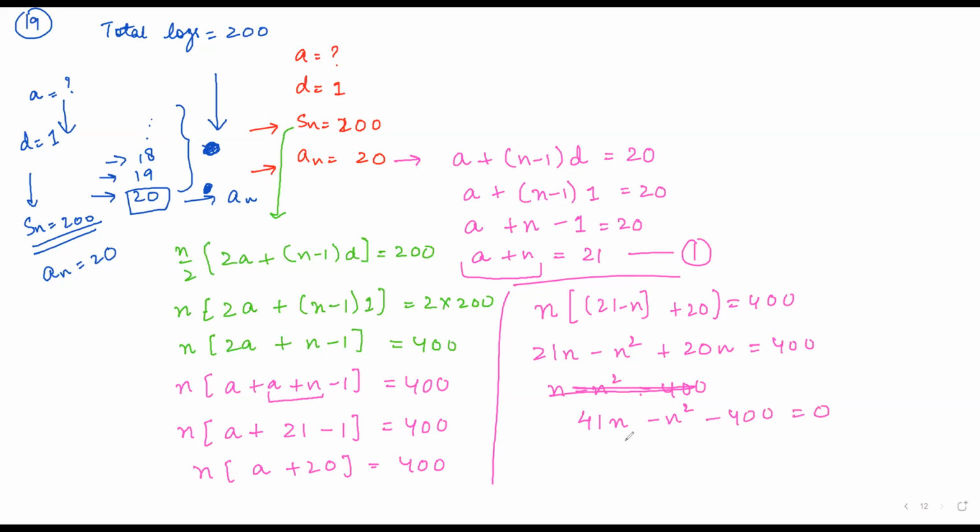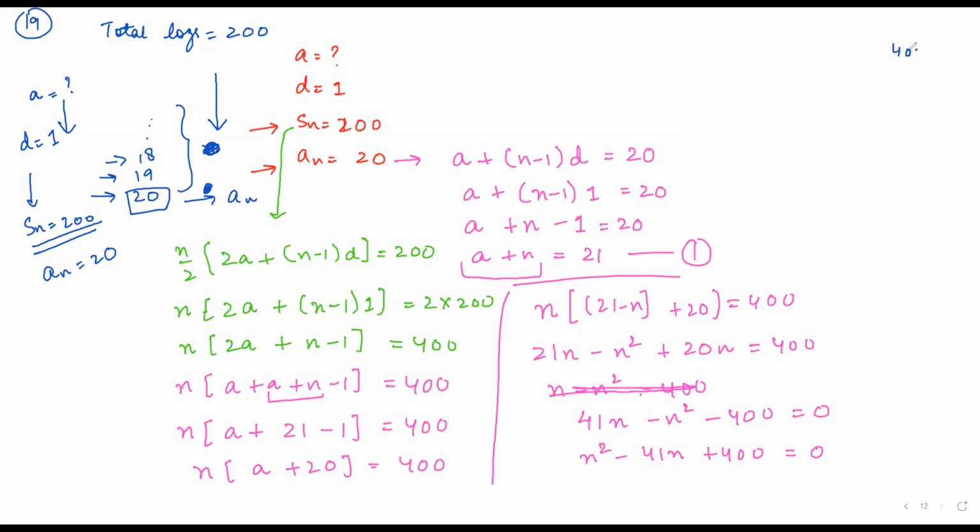So now take minus common. So I'll write n square minus 41n plus 400 is equal to 0. So finally, I have a quadratic equation in n. Is this clear, Amna? Yes, ma'am. Okay. So slight rearrangements here. Now you know how to solve a quadratic equation.